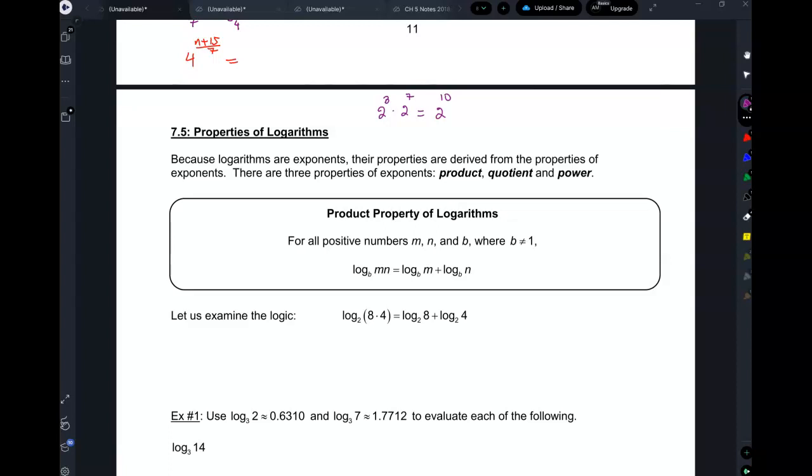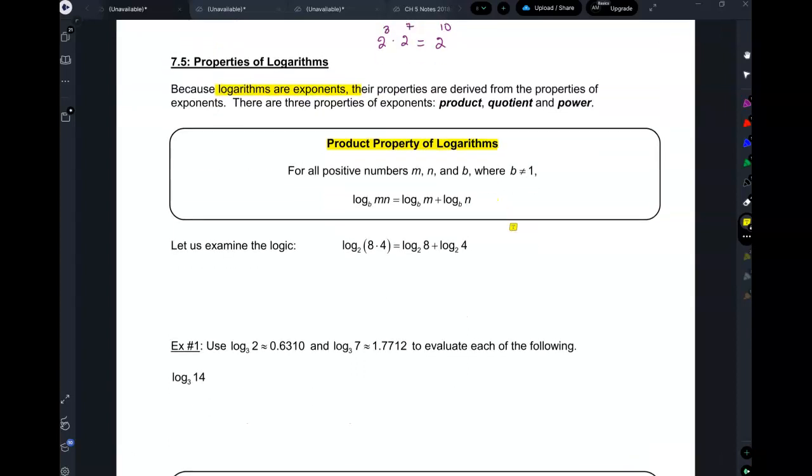And so let's go to some of the properties here then. Because logarithms are just exponents, we can use those properties to write stuff further for our exponents. The first thing we talk about is the product property of logarithms. It says if you have positive numbers m and n and b, then log base b of m times n is equal to log of m plus log of n.